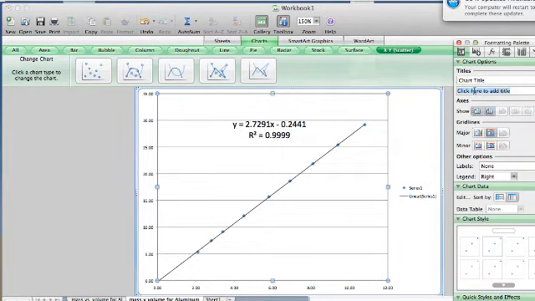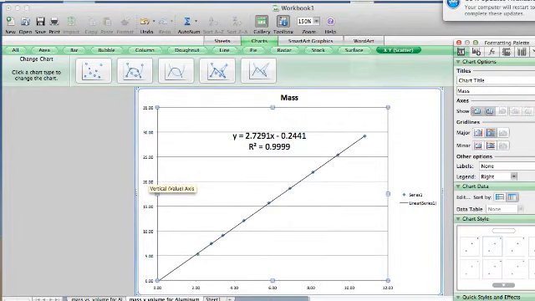I can click the title, and when we title charts, usually what we do is we write what's on the y-axis, what value was plotted here. And for us, it's mass. And versus what's on the x-axis, and that was volume. And then what material was being measured. So we have mass versus volume for aluminum.